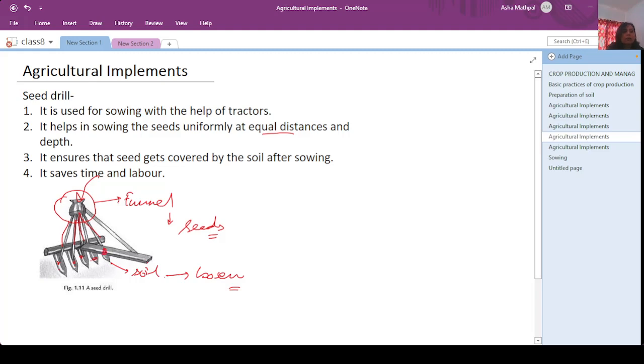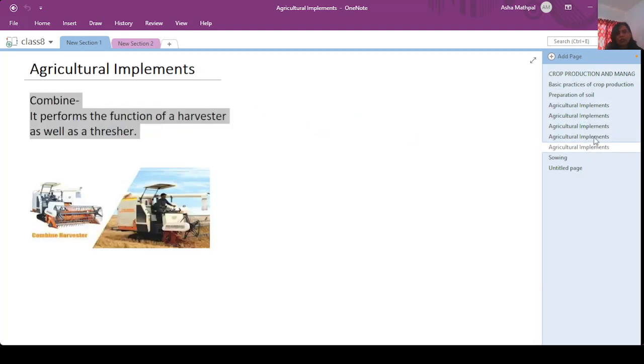One seed will come here, another will come here, another will come here. So there will be a proper distance among the seeds, and it also ensures that the seeds are covered after the sowing, so the birds cannot pick them up from the field. Again, it saves a lot of time and labor, and it helps in the perfect placement of the seeds. They are also sometimes attached to machines.